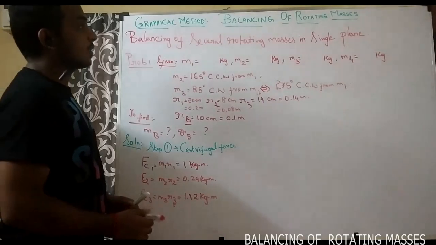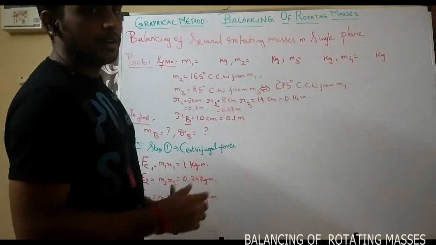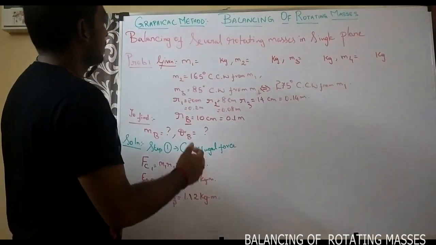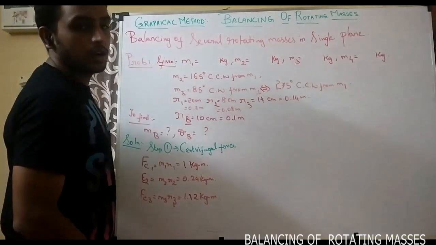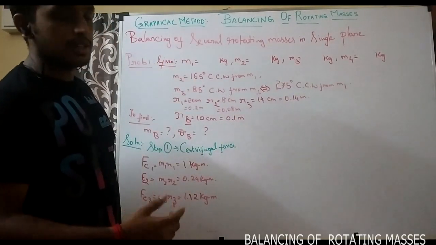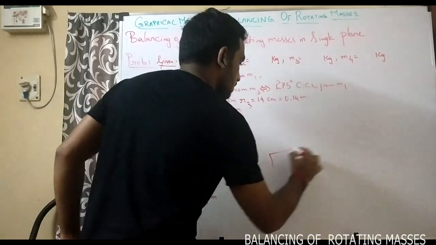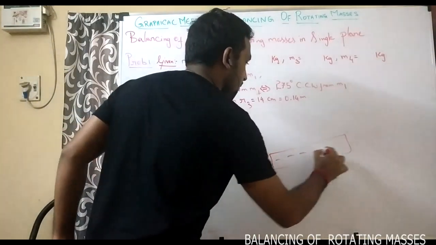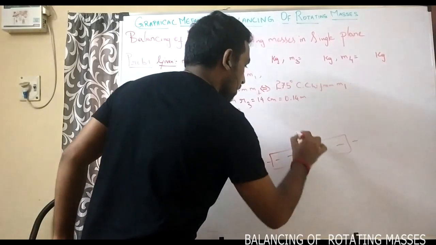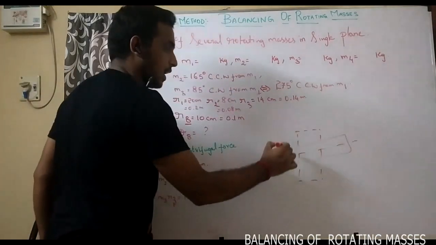Okay, so today in the lecture on balancing of rotating masses, we are using the graphical method. We are going to see the balancing of several rotating masses in a single plane, which means in a shaft that is going to rotate at a certain RPM, we are going to consider a plane over here. Let me consider this plane to be A.